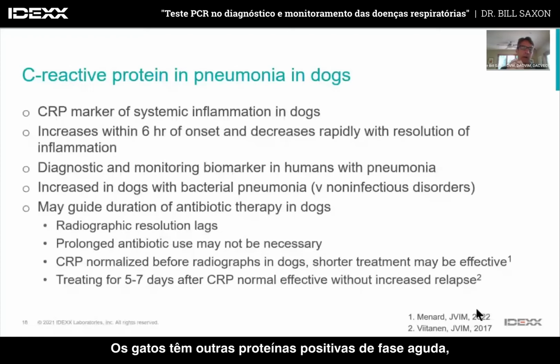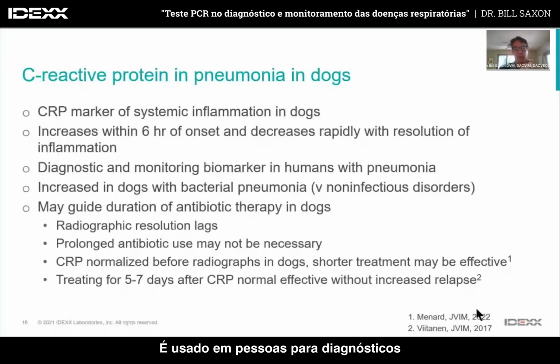Cats have their other positive acute phase proteins like serum amyloid A. Dogs too, but dogs CRP. And the beauty of it is 6 hours after the onset of systemic inflammation from any cause, it will increase. And then having a short half-life, it returns to normal quickly if your treatment is effective.